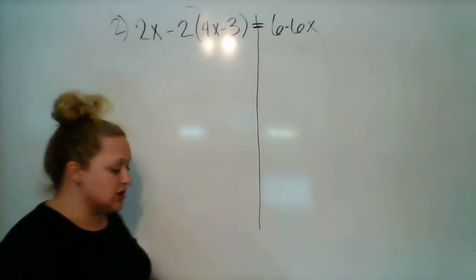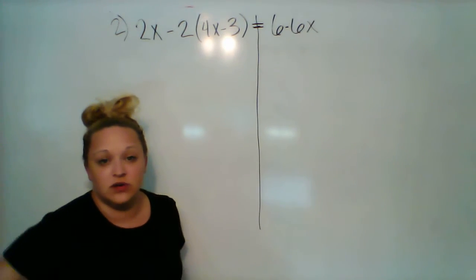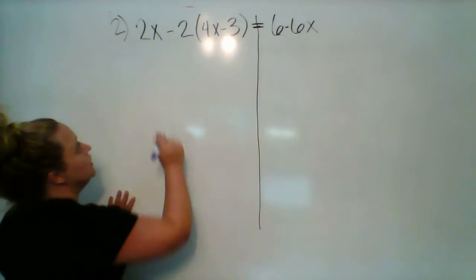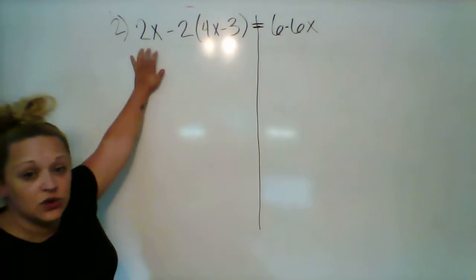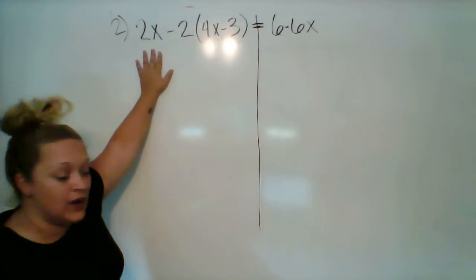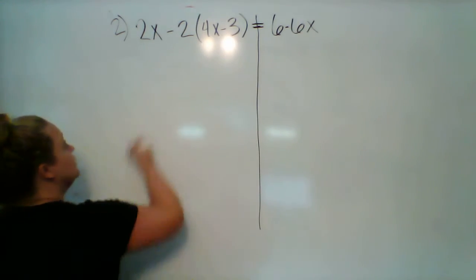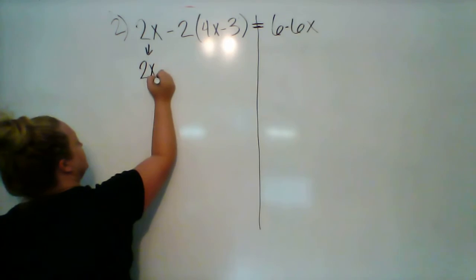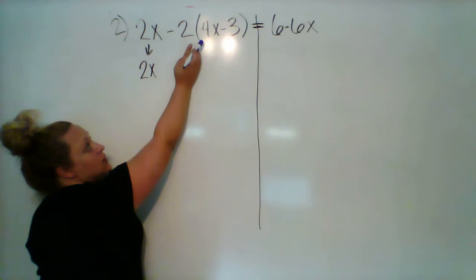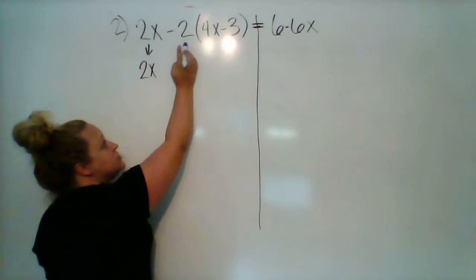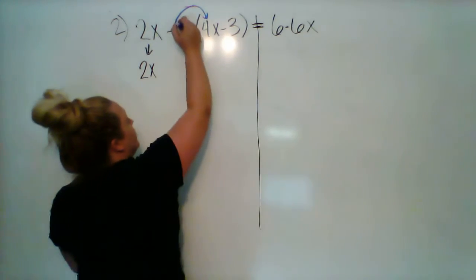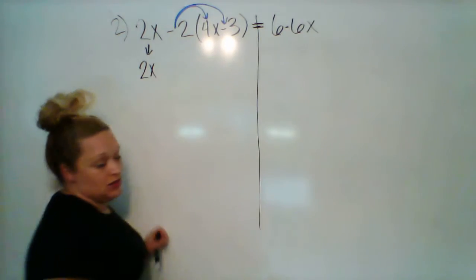So first thing we're going to do is what's called distributive property. There's a whole separate video on that if you're not familiar with it, but we have done it since the first week of school, so we should be used to it. This 2x is not next to the parentheses, therefore the 2x comes straight down. We are distributing what's next to the parentheses, which is a negative 2. So we're going to draw an arrow from the negative 2 to the 4x, and an arrow from the negative 2 to the negative 3.